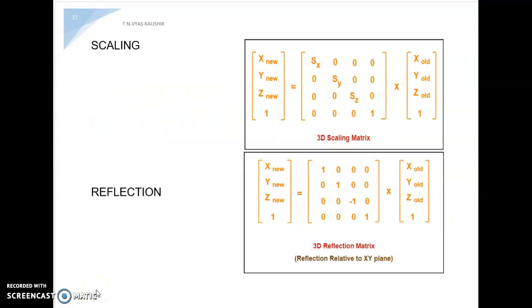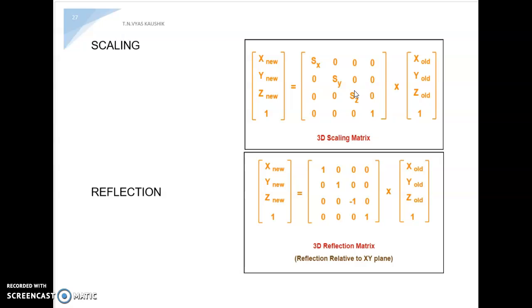The next transformation is the scaling transformation. We already saw that in 2D, scaling is enlarging or decreasing the size or shape of the object. In 2D we had x new and y new, sx, sy, and x old, y old. But in 3D we have z, another axis, and sx, sy, sz are the scaling factors.